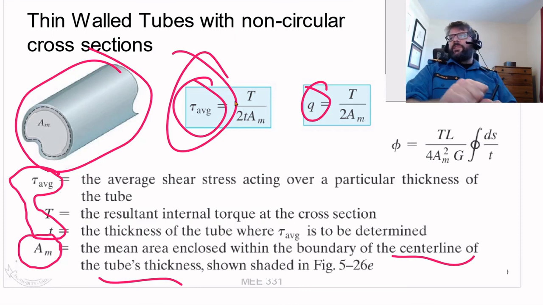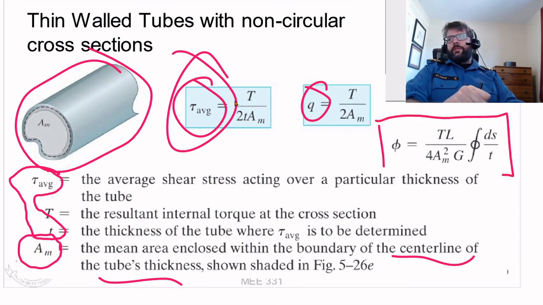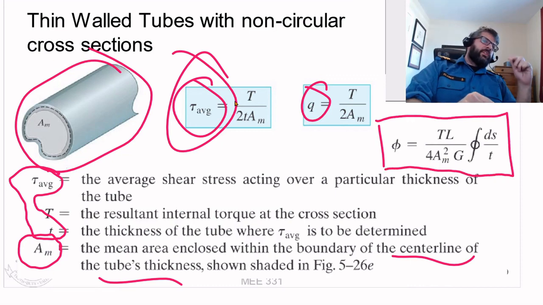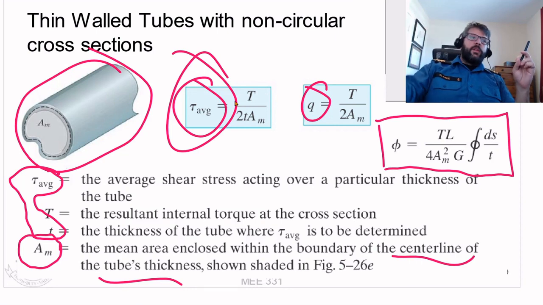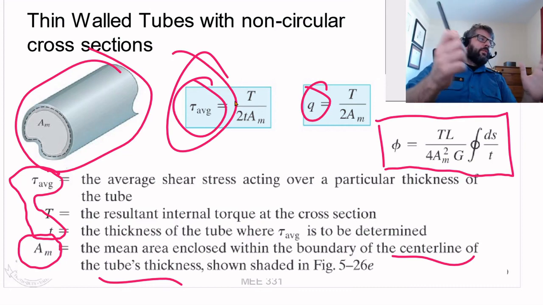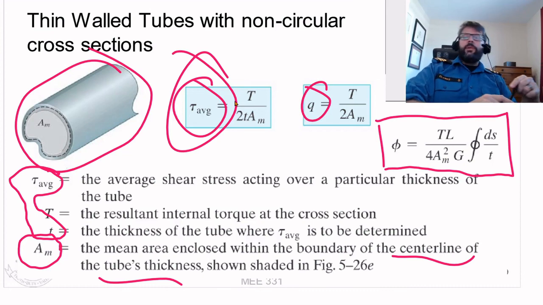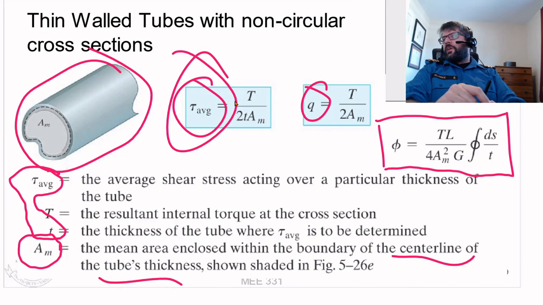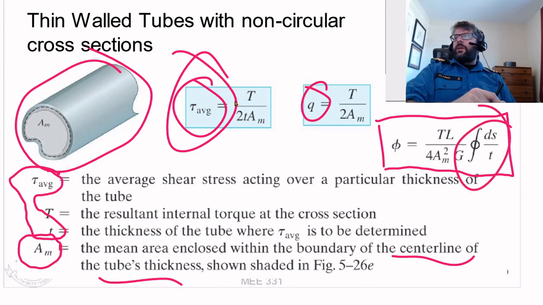If we want to calculate the twist, this can be done via some energy methods, which are beyond the scope of this course to derive. But you can do that to figure out how much twist occurs over the length of a span of a thin-walled tube with a non-circular cross-section that has a torque applied to it. That having been said, I don't expect I will ever ask you a question for that, because this is an annoying integral, and it's not something that is well suited for popping up in an exam, per se.